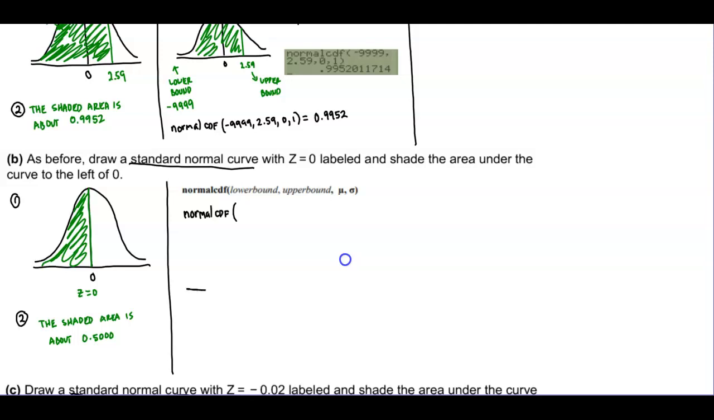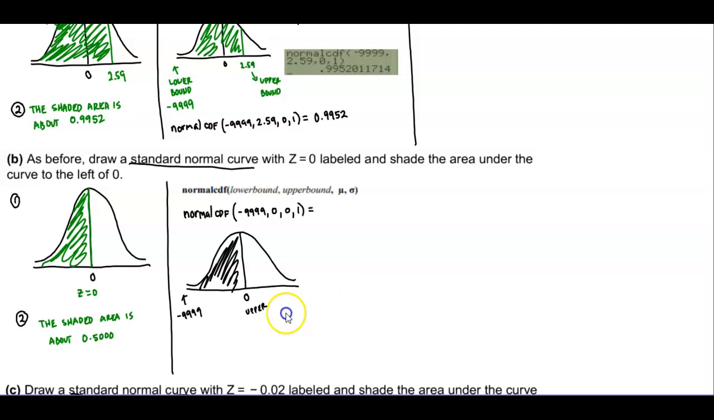Okay, so the lower bound here in our graph, let's go ahead and look at that. I'm going to draw this real quick here. So we have 0. So our lower bound is negative 9999. We want to find the area in between here and here. And this is the upper bound. So we have negative 9999. The upper bound is 0. The mean is 0. And the standard deviation is 1.